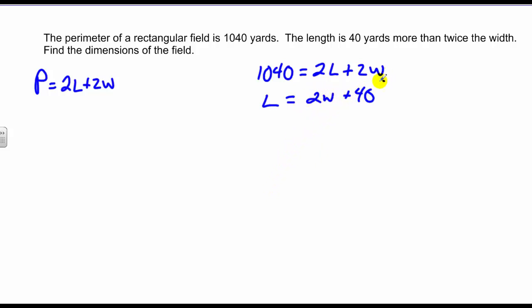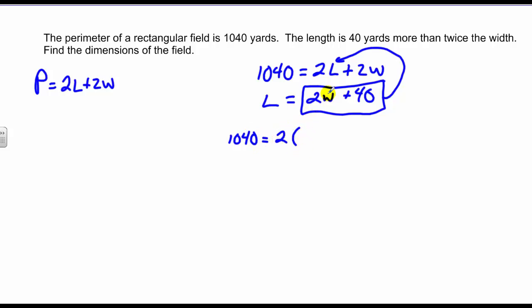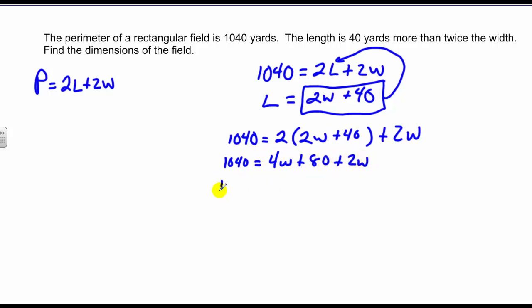This problem's all set up for substitution because I know what L is equal to. So I have 1040 is equal to 2 times whatever the length is equal to, which is 2W plus 40, plus 2W. So 1040 is equal to 4W plus 80 plus 2W. 1040 equals 6W plus 80.